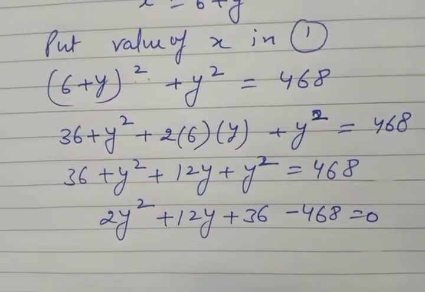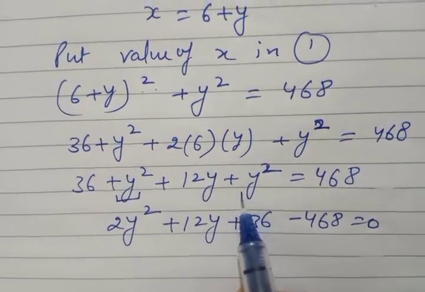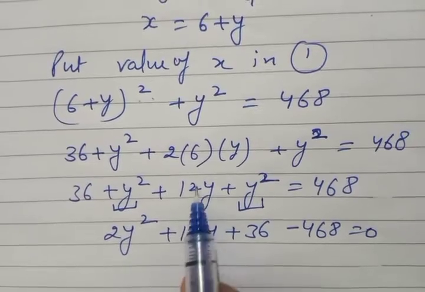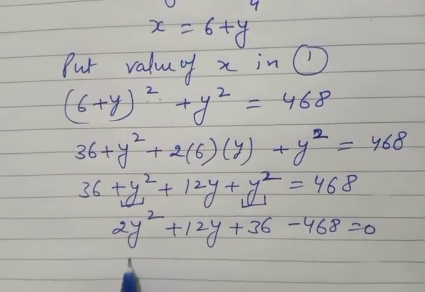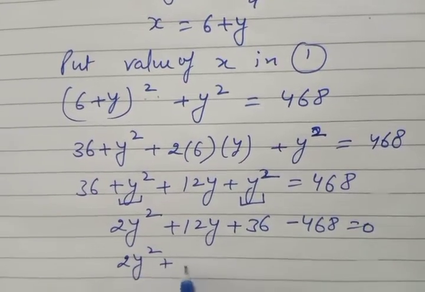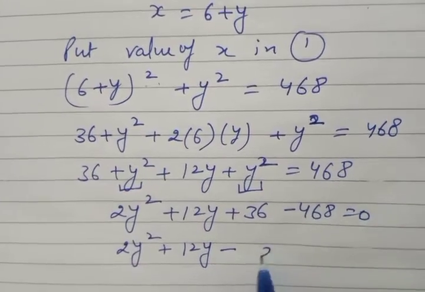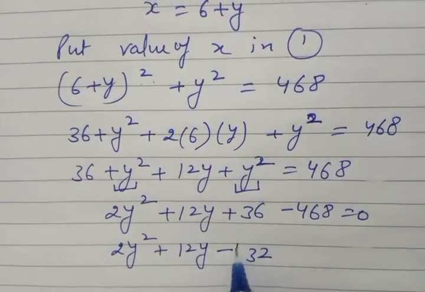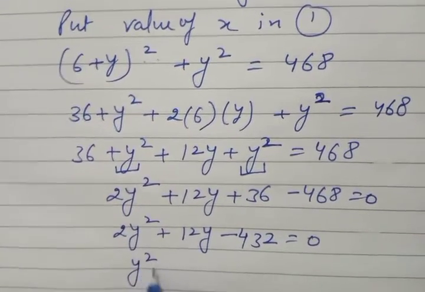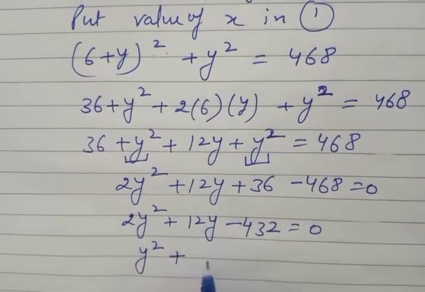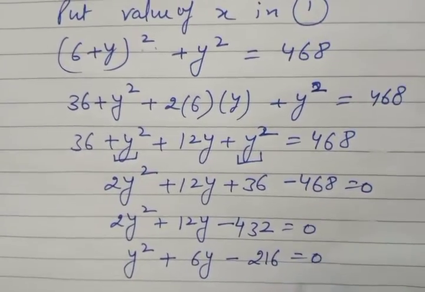I am doing it fast because it is very easy to solve. You people are in 10th. These two are like terms. y square is 2y square, 12y as it is, 36 as it is. We'll shift this minus 468. So the final equation is 2y square plus 12y minus, after subtracting we'll get 432 is equal to 0. We can take 2 common. So finally y square, it will become 6y and it will become 216.